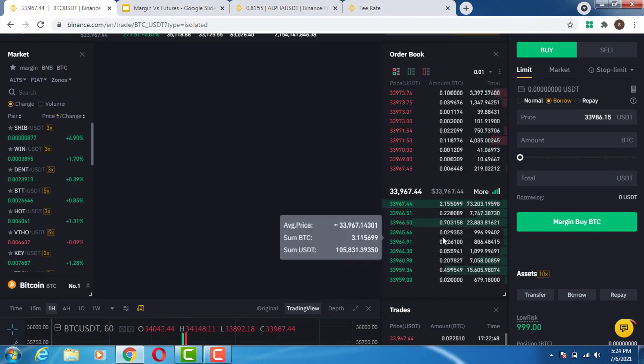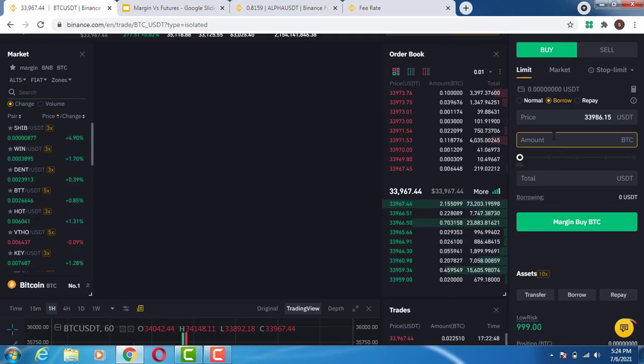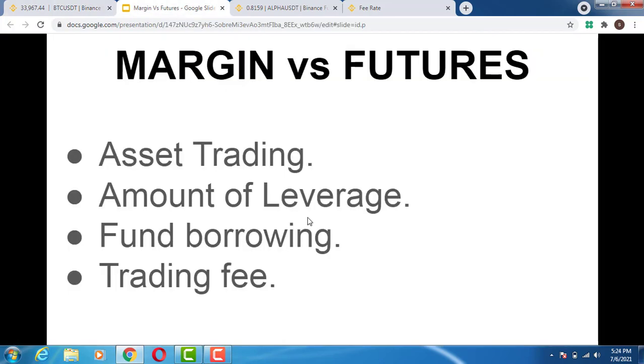The reason is because once you borrow, Binance will be charging you a fee. We don't want to pay interest on any fund we borrow from Binance when we are not actually using them. Borrow your fund when you're trading on margin when you want to place the trade. Very, very simple. Now, the last one here is the trading fee. Binance charges you a trading fee, either you trade on margin or you trade on futures. So let's look at the trading fee and how it applies to our trading positions.